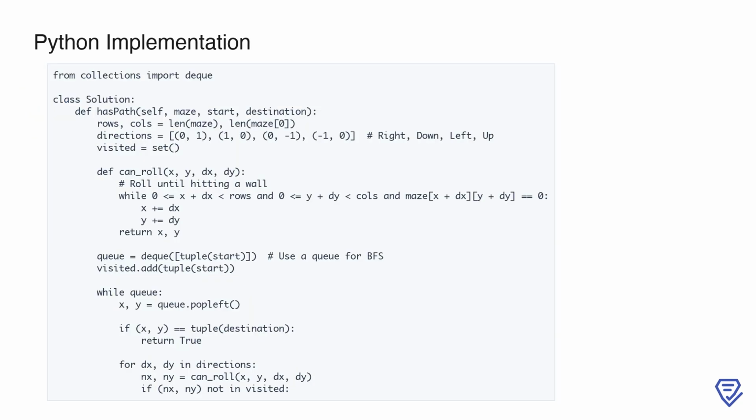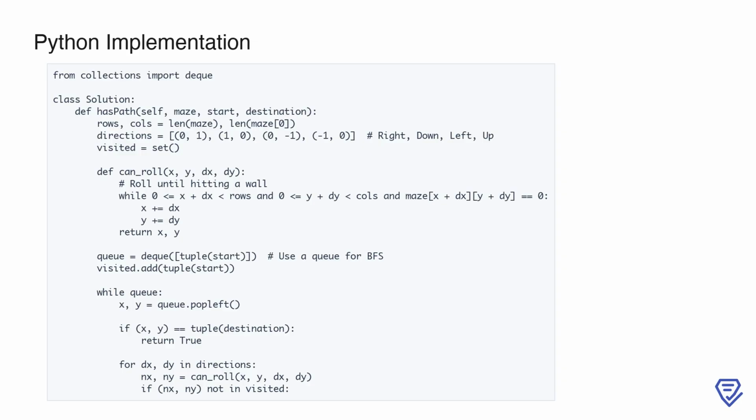To solve the maze problem, we start by importing the deque class from the collections module, which we'll use to implement a breadth-first search, or BFS. Inside the solution class, the hasPath method takes the maze, the start position, and the destination as input. We first determine the number of rows and columns in the maze and define the 4 possible movement directions: right, down, left, and up. These are represented as coordinate changes in a list.